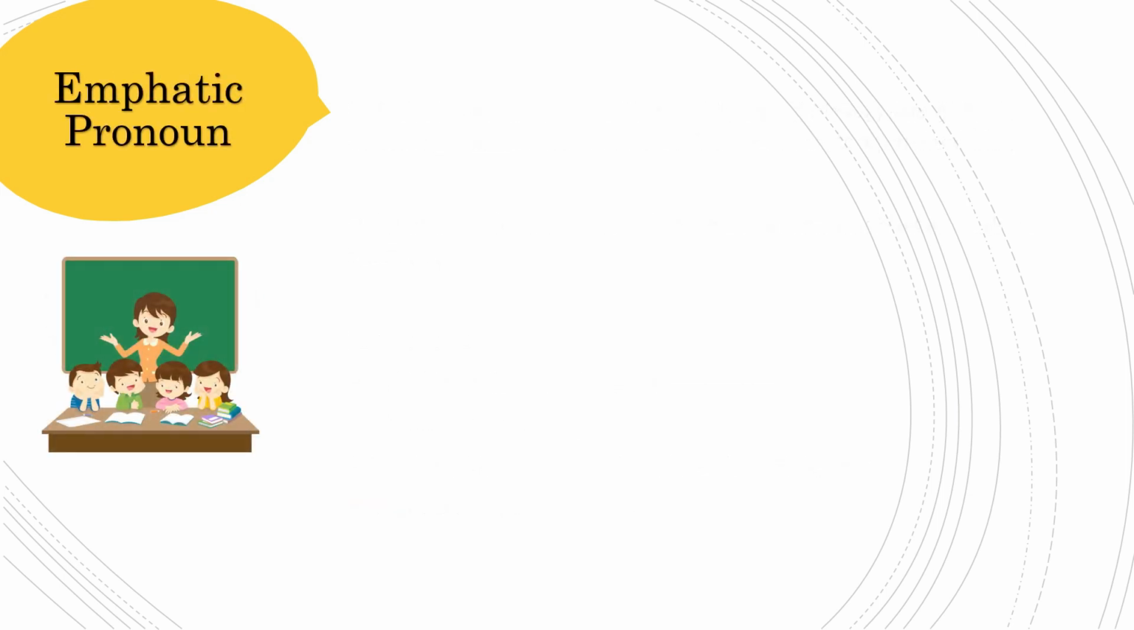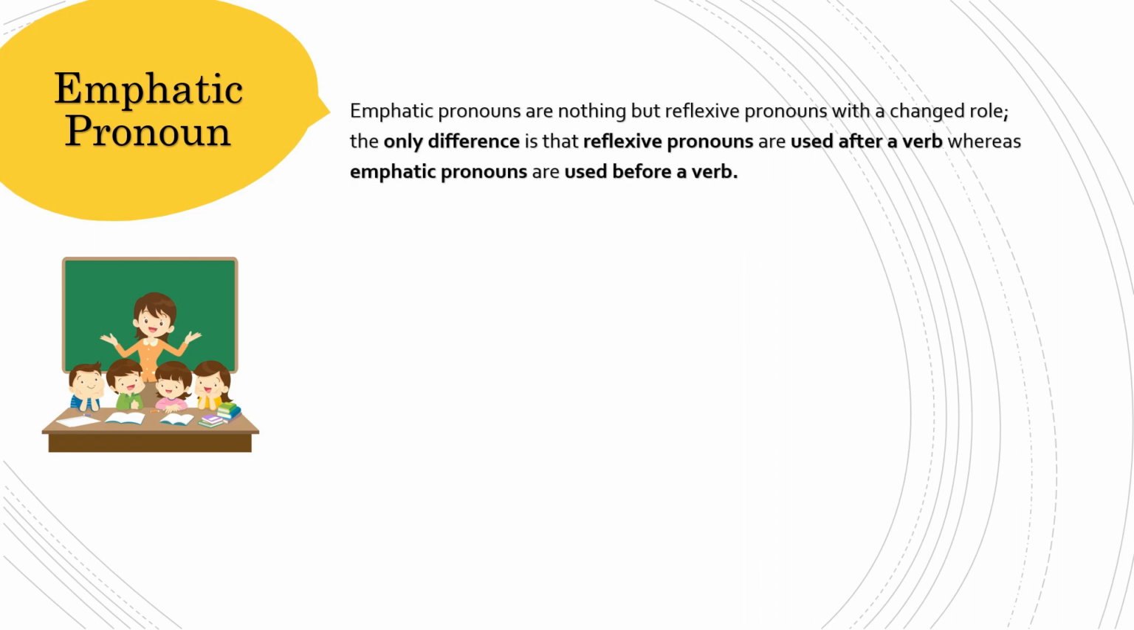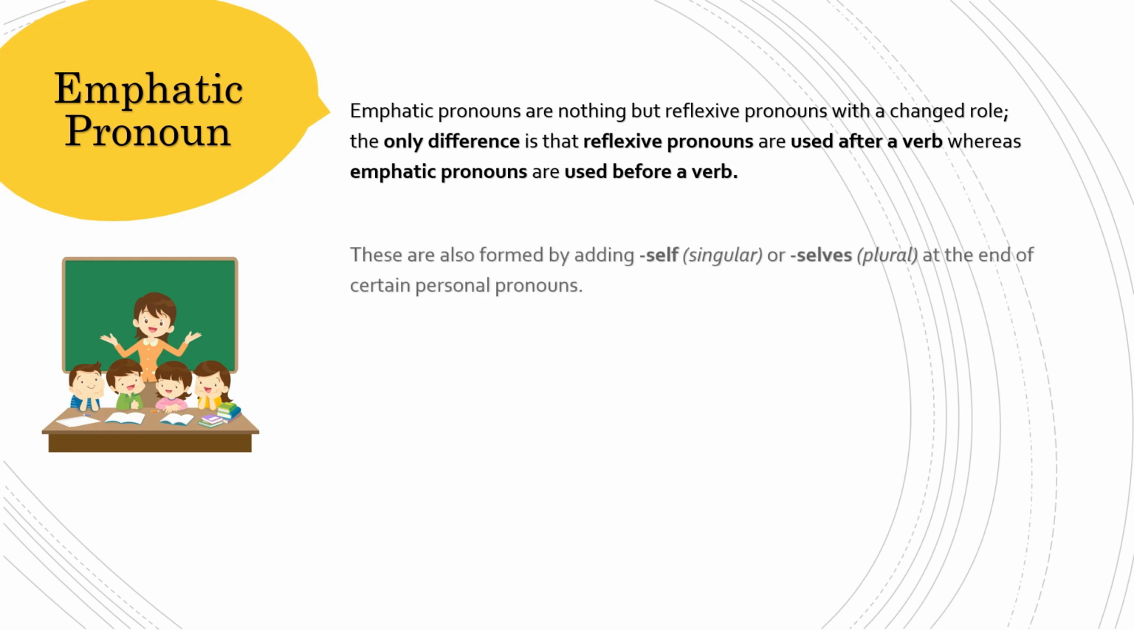Emphatic pronoun. Emphatic pronouns are nothing but reflexive pronouns, with a changed role. The only difference is that reflexive pronouns are used after a verb, whereas emphatic pronouns are used before a verb. These are also formed by adding self, singular, or selves, plural, at the end of certain personal pronouns.